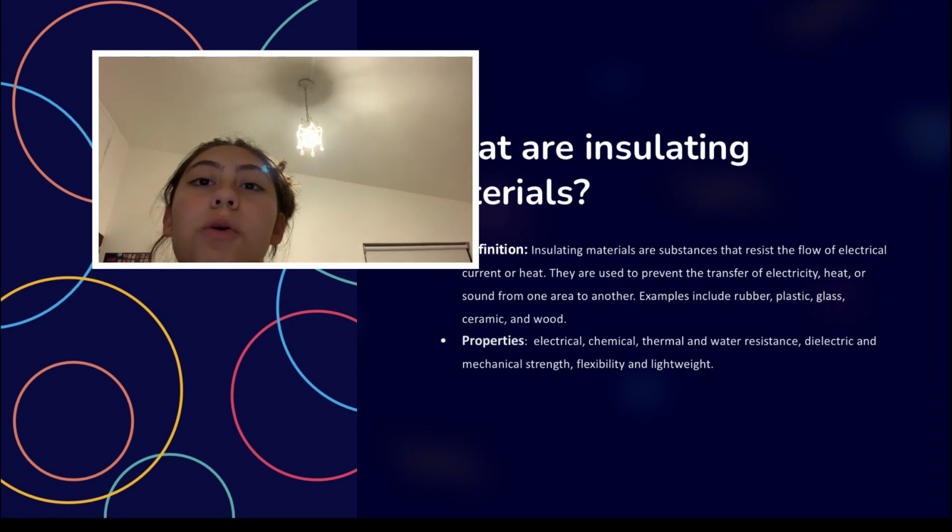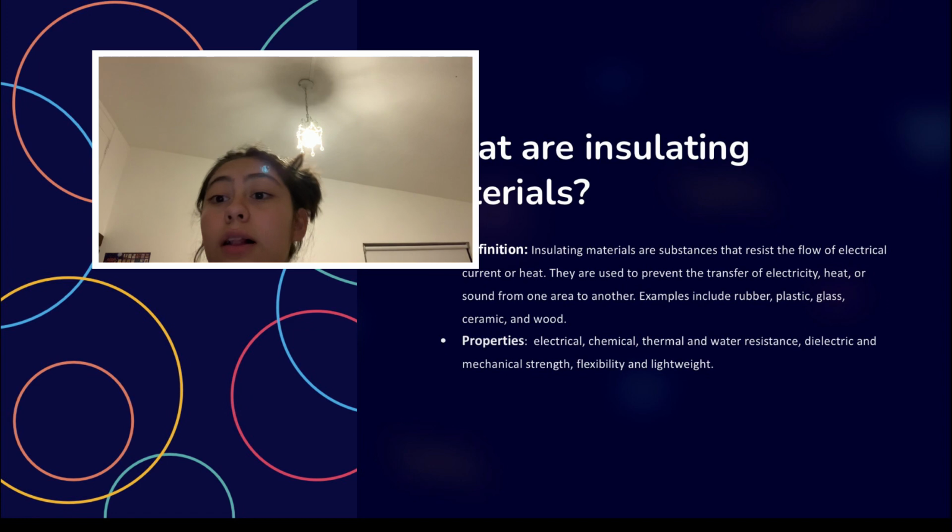Then water and moisture resistance. Insulating materials for outdoor or wet environments should be resistant to water and moisture. Water can reduce the effectiveness of insulating and lead to electrical hazards. Because water is not an insulating material, so the insulating materials must be water resistant.